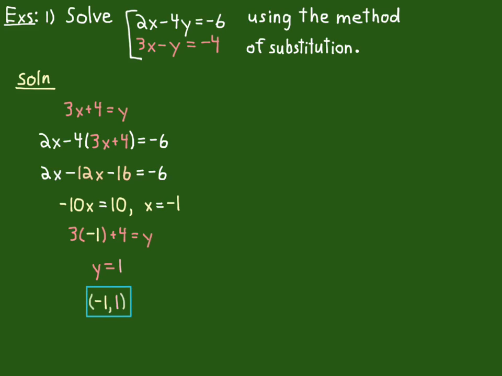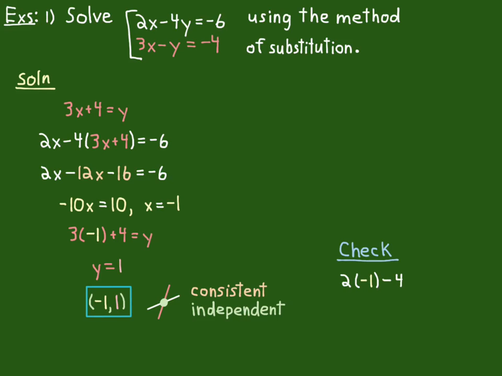It's a single point. So that one was consistent and independent. It looks like that, in other words. There's a single point for the solution. Remember, consistent means that you get one or more solutions. Independent means you don't get more than one solution, as far as what we're doing here.